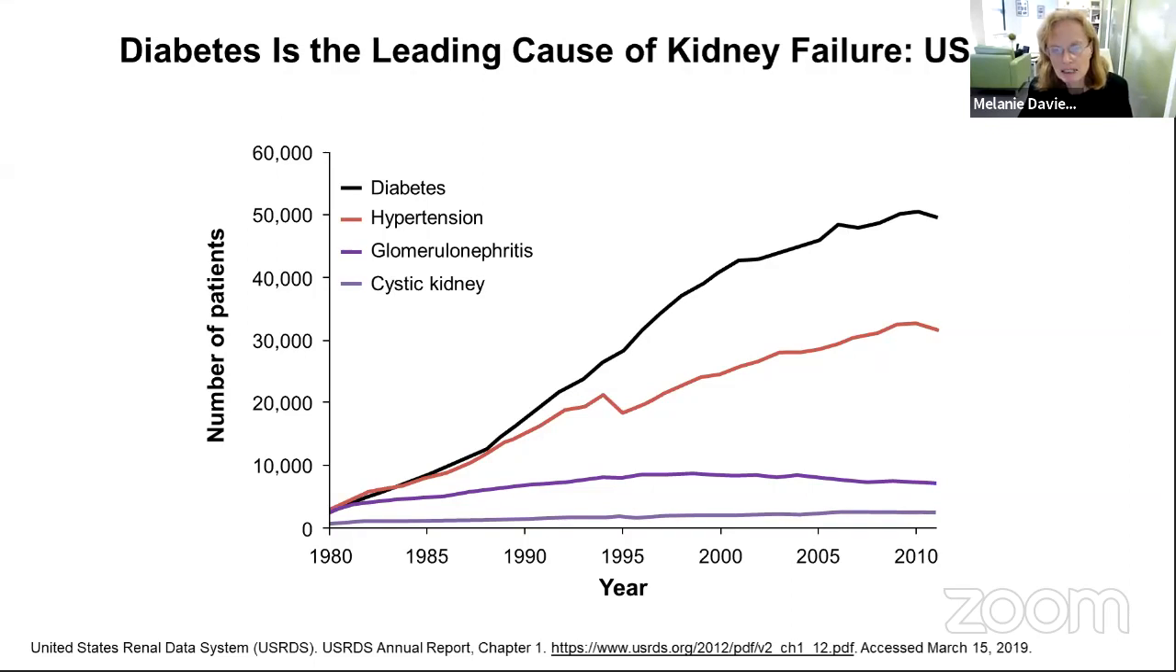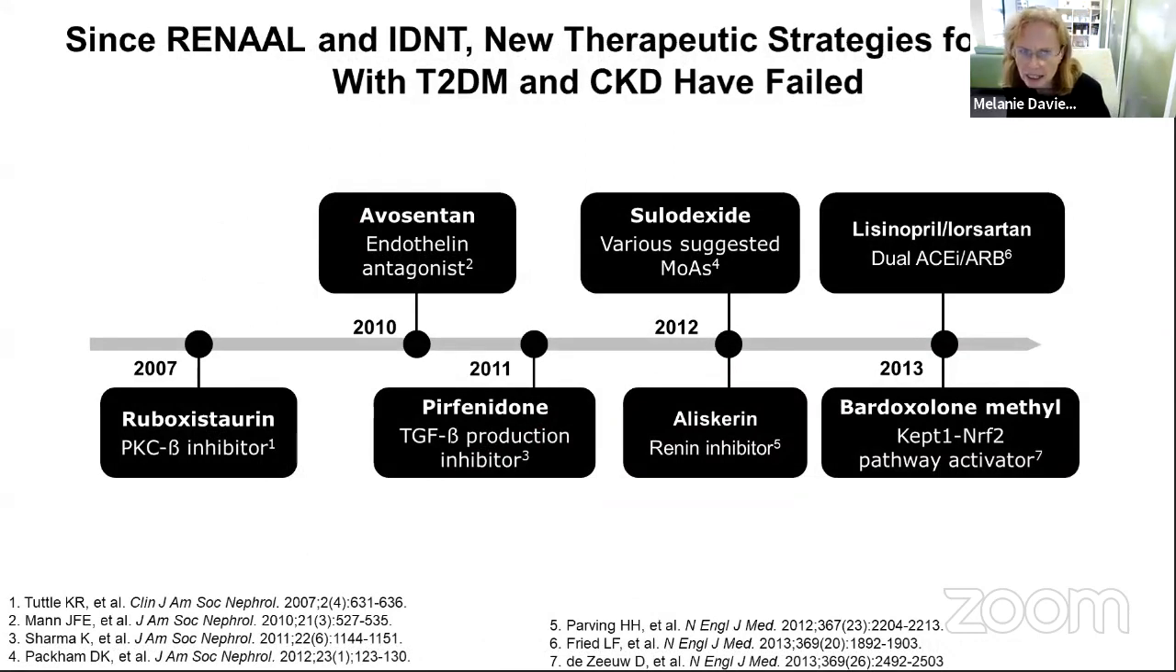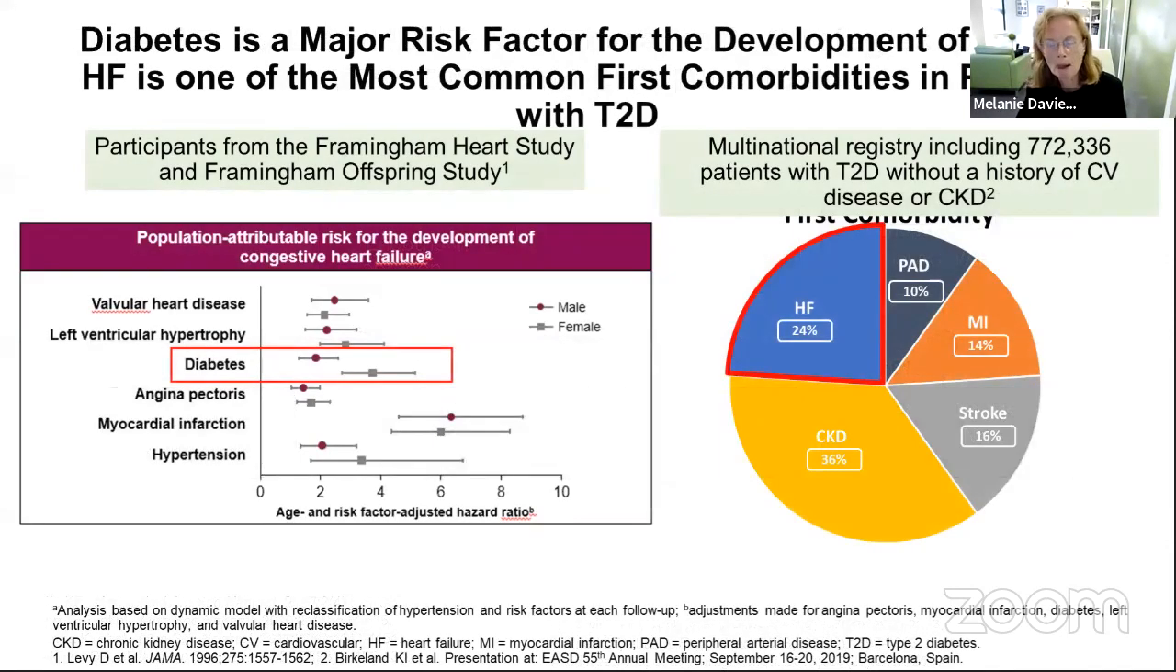And diabetes and kidney failure are very interlinked. You can see that diabetes in the US is the commonest cause of kidney failure. And chronic kidney disease has been very disappointing in terms of potential interventions. In the last 15 years or so, there have been a number of different interventions developed to try and target the kidney, and none of these have really led to game-changing benefits.